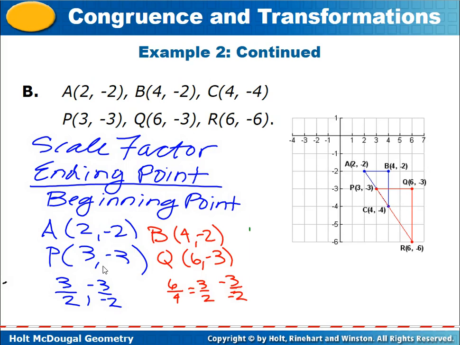Our final one is C, which was 4, -4. And then we have R, which was 6, -6. Well, I know because I just did it that 6 over 4 is 3 over 2. And again, -6 over -4 is still 3 over 2. So you should be able to see here that the scale factor for every one of these was 3 over 2. Now, if you don't know, 3 divided by 2 is 1.5. So our scale factor is 1.5.